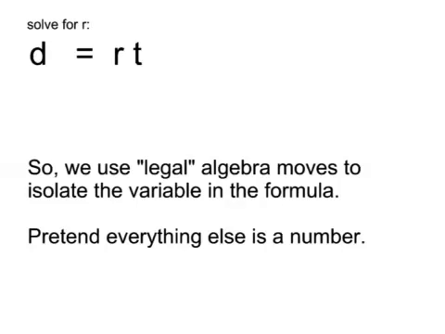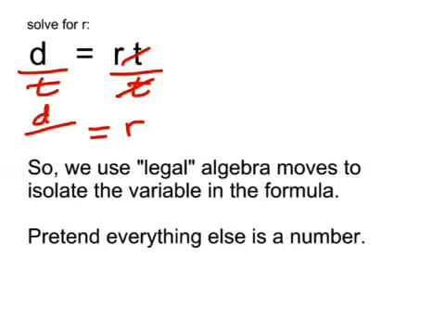If we get confused, just ask ourselves, what would I do if everything else were a number? So if I wanted to solve this for r equals instead of t equals, that means we want to solve for r. That's called solving for r. We would get the t out of there by dividing it away, and whatever you do to one side, you do to the other. So rate equals d over t. So that's called solving for r. Perfectly legal algebra. We did the same thing on both sides.